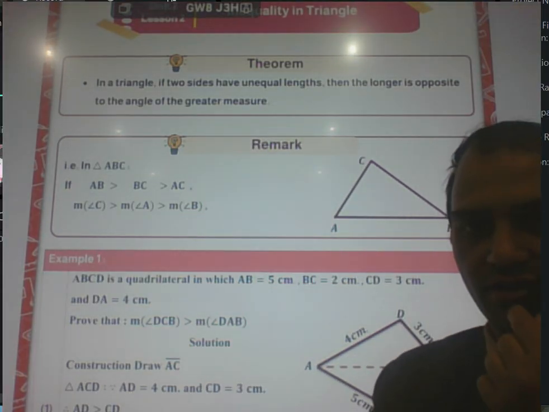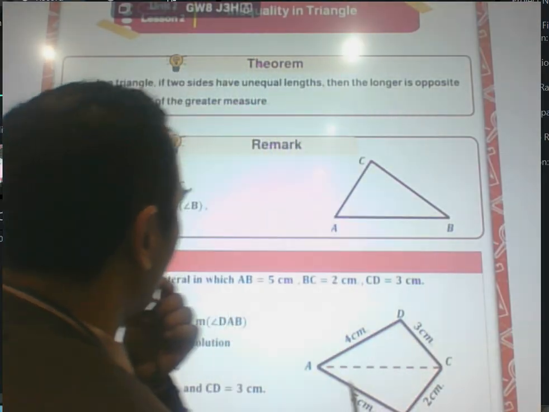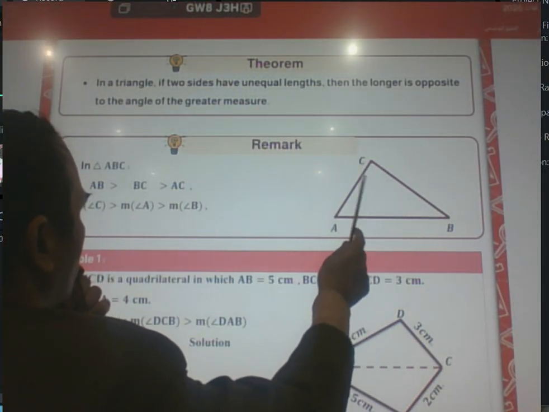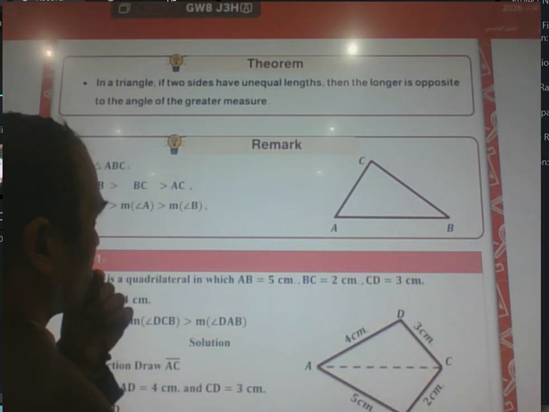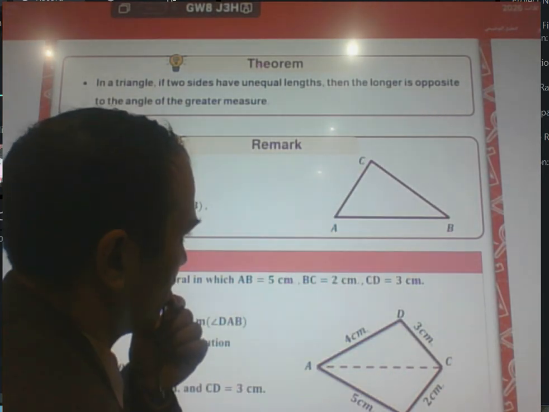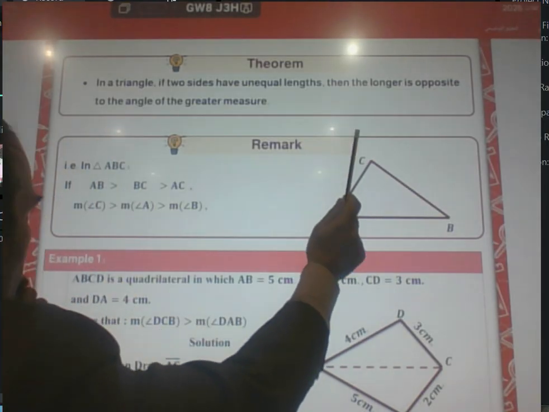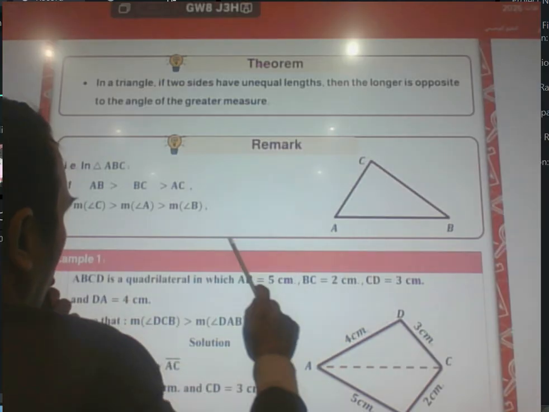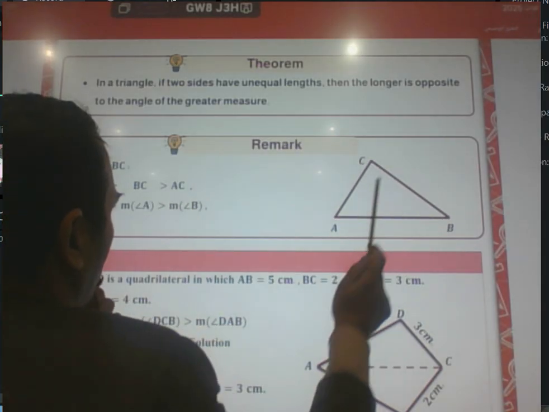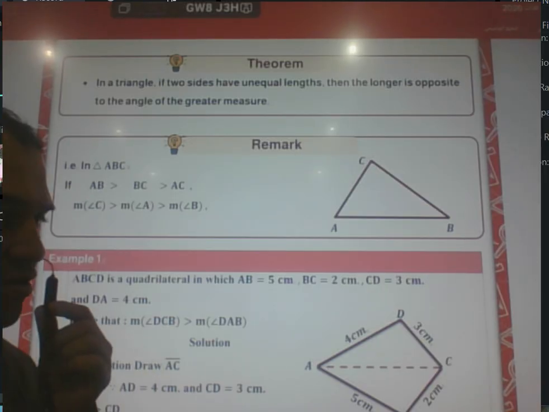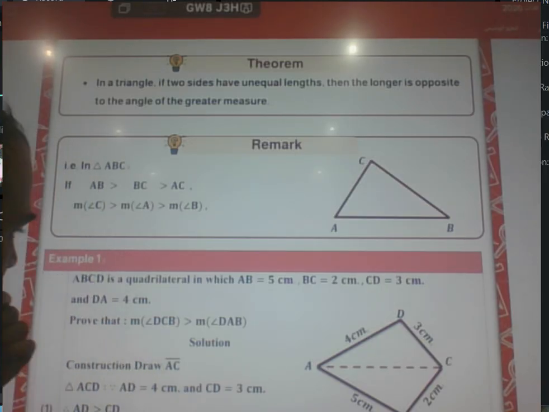In the measure of the angles here, look with me: the measure of angle C is greater than the measure of angle A, which is greater than the measure of angle B, because AB is the greatest side. Then AB is opposite the measure of the greatest angle. The measure of angle C is greater than the measure of angle A, because angle A is opposite the side segment BC, and AC is opposite the measure of angle B. Then we have the difference between the three sides, so we can arrange the angles of this triangle in ascending or descending order.